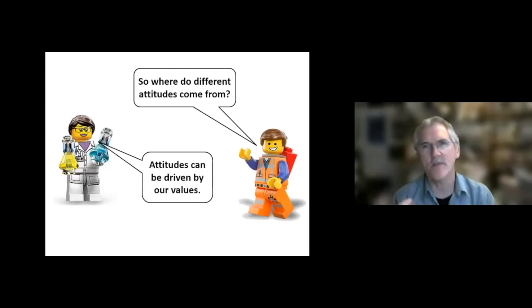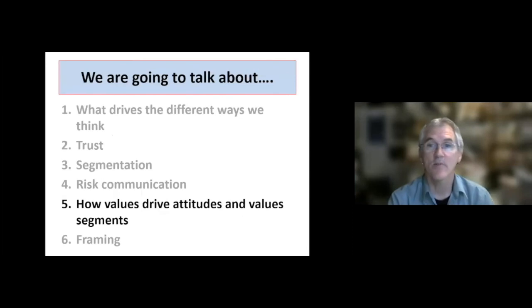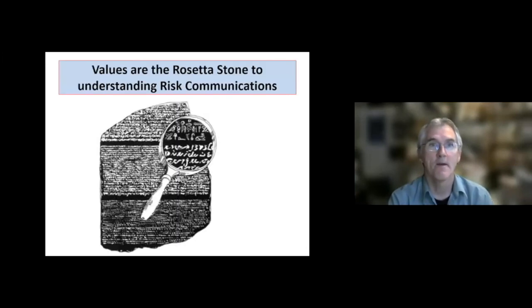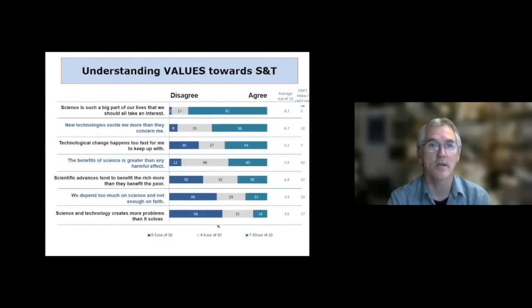So where do these different attitudes we have come from? Attitudes are driven by our values or our life beliefs. Let's have a quick look at how that works. Values are the Rosetta Stone for understanding risk communications. To understand someone's values, you know how to talk to them, what they'll accept and what they'll reject.